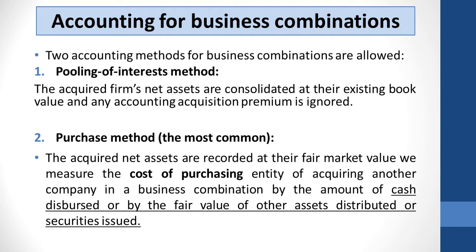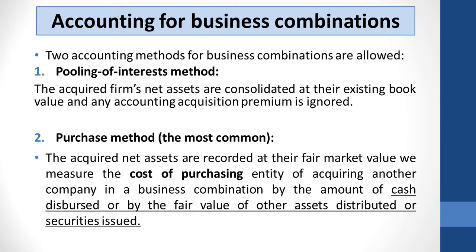What do we mean by the accounting for business combination? We mean how we record the business combination process in the journal and how we measure the amount of investment paid in order to settle the deal with the combinee. We have two accounting methods for business combinations: the pooling of interest method and the purchase method.